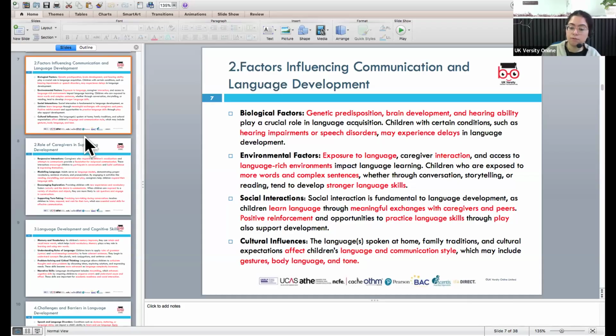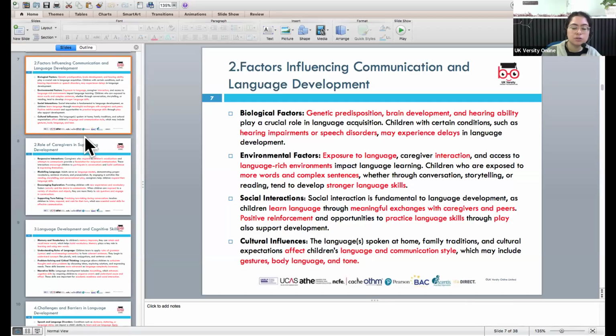As for the cultural influences, the language spoken at home, family traditions, and cultural expectations affect children's language and communication style, which can include gestures, body language, and tone. Now, what does that mean? It means if the children are bilingual, it depends on their culture, like the family traditions. Because in some families, in some cultures, you need to respect your elders, so you cannot look in their eyes. You do not maintain eye contact because that's considered rude.